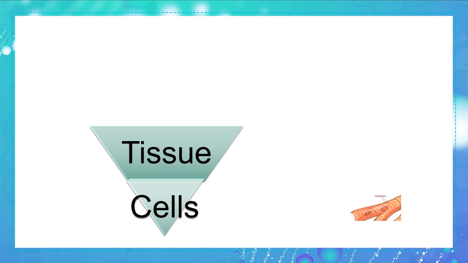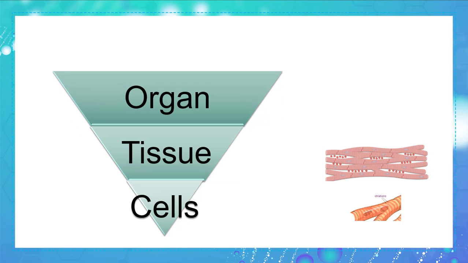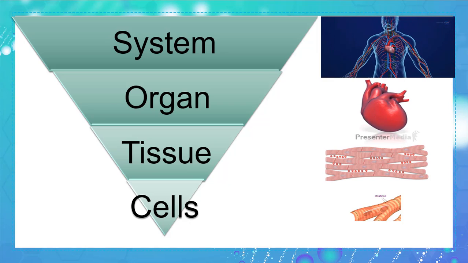Now let's list the levels of organization of the previous example, starting with the lowest level of organization, which is the cell, and here it's the heart cell. A group of heart cells will give us a tissue, specifically a muscle tissue. Different tissues will form an organ, and here it is the heart. The heart, together with other organs, will form the system, specifically the circulatory system.